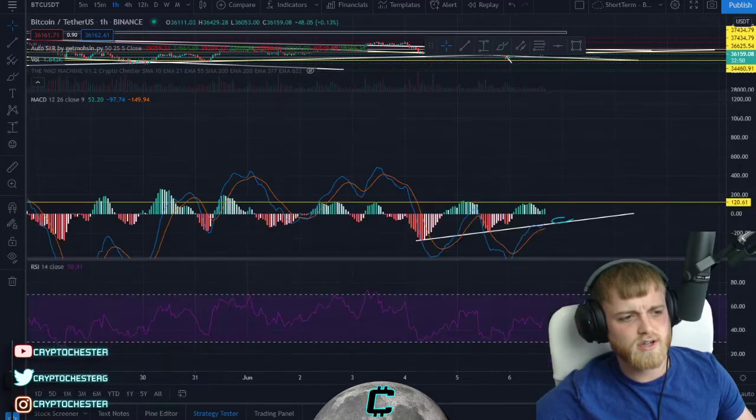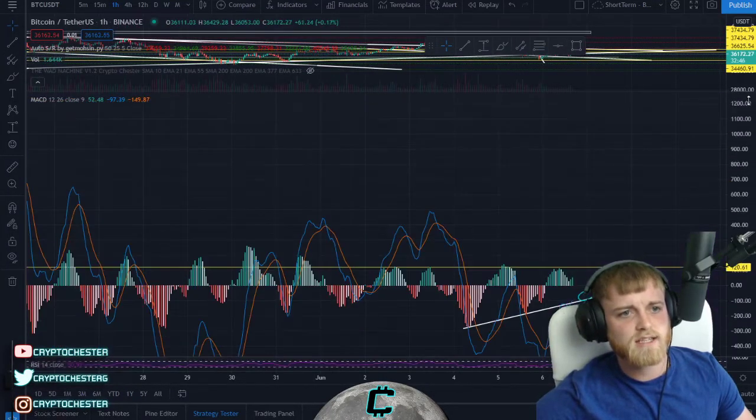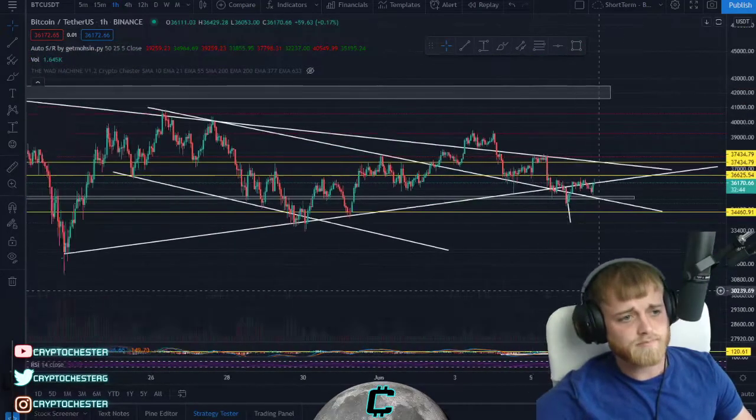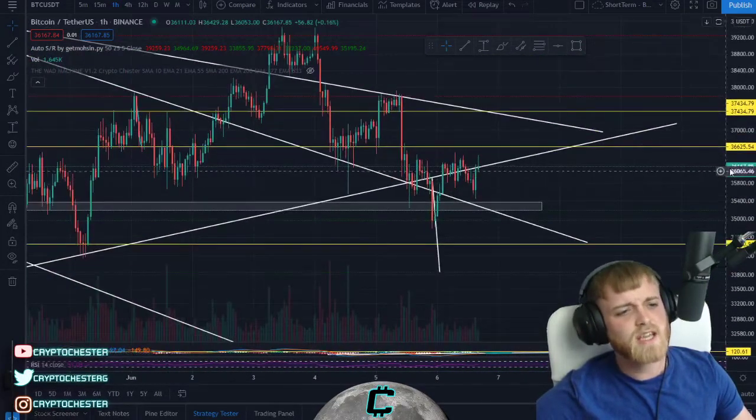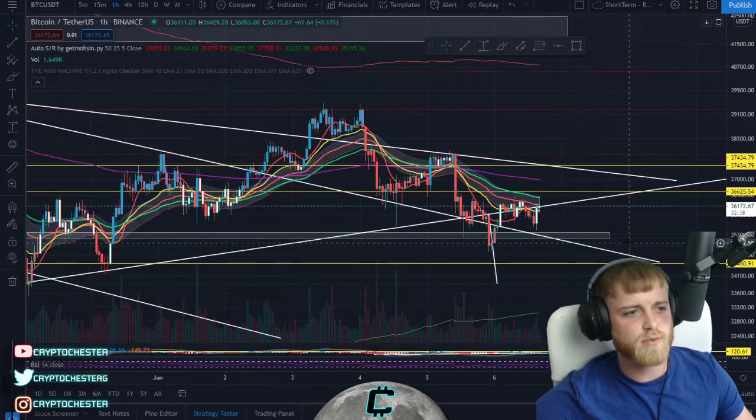I don't think the RSI's got a lot going on. Not a lot going on on the RSI for the hourly. So let's jump to the midterm, right? Let's jump to the midterm and see what's going on there. Let's chuck some moving averages in here, and we'll see if we've got any levels of support, some resistance from moving averages coming through.